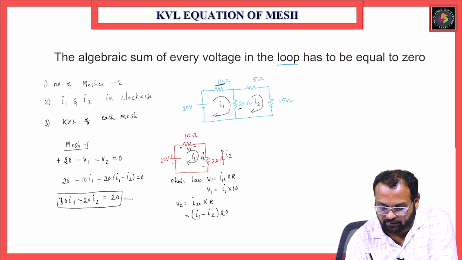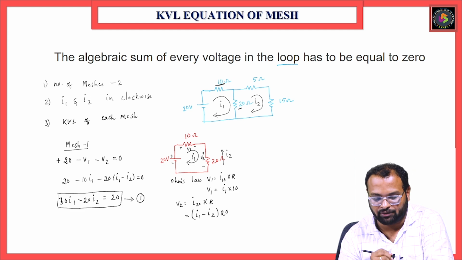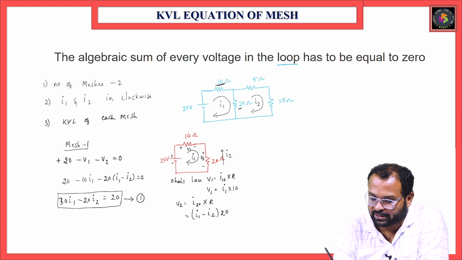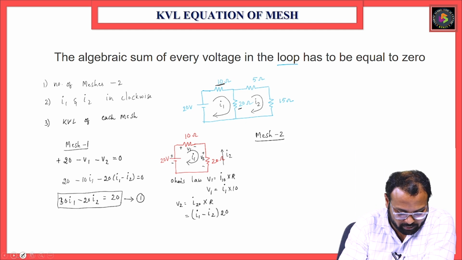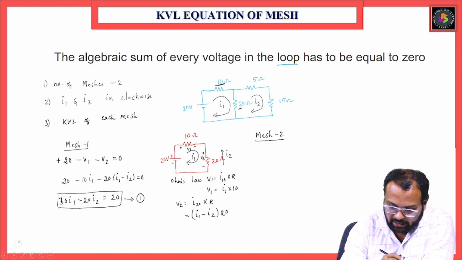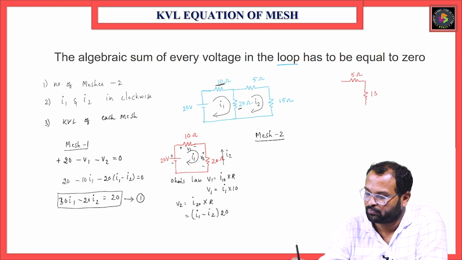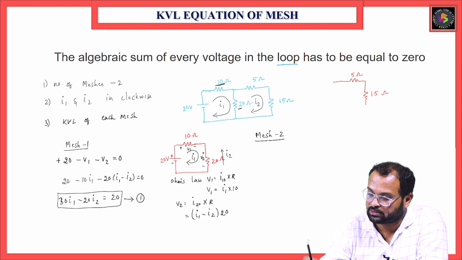Right? So this is our first mesh equation. Coming to mesh 2, I am writing a mesh 2 equation also separately. Mesh 2 I am drawing here. What is mesh 2 consisting of? 5 ohms and 15 ohms, 20 ohms. You don't have any sources, right?